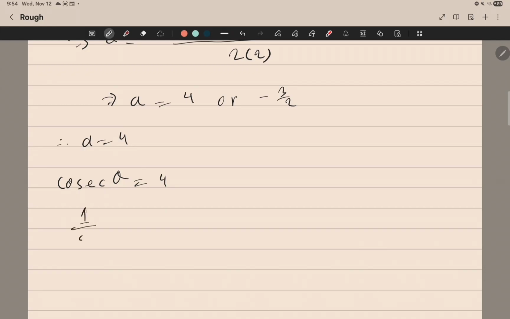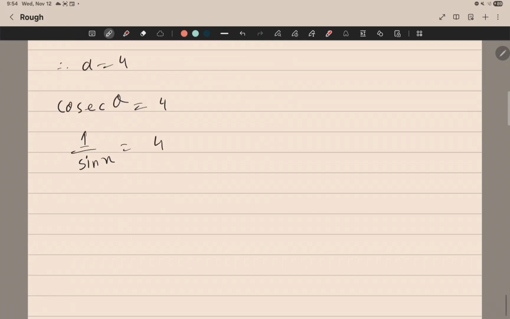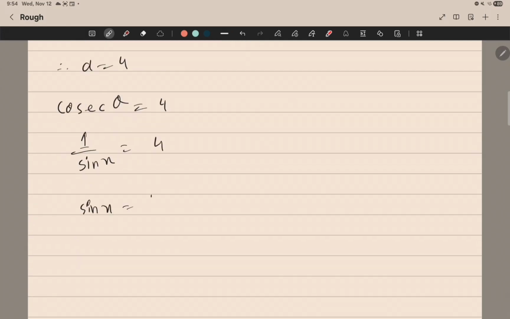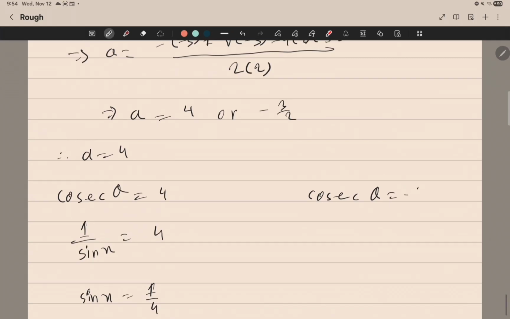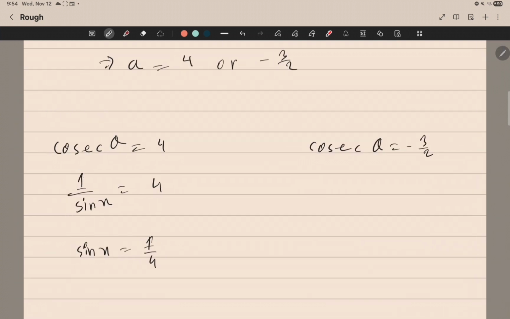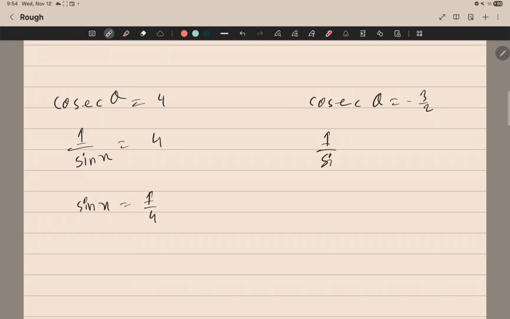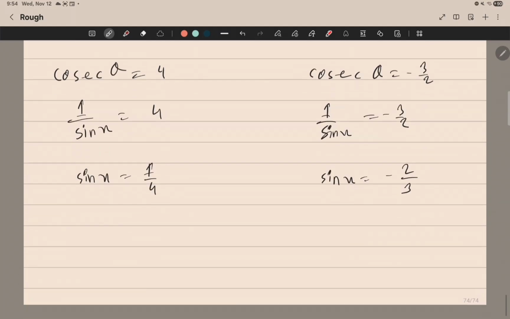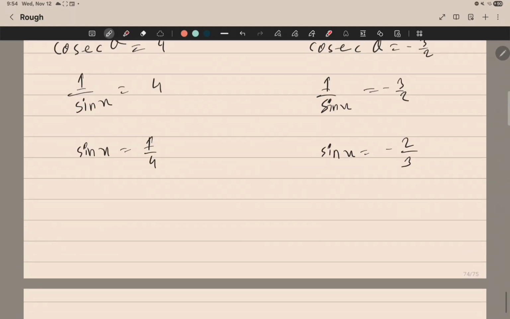And cosec is 1 by sine. Wait, no. Yeah. So sine x will be 1 by 4. Now we have two equations.